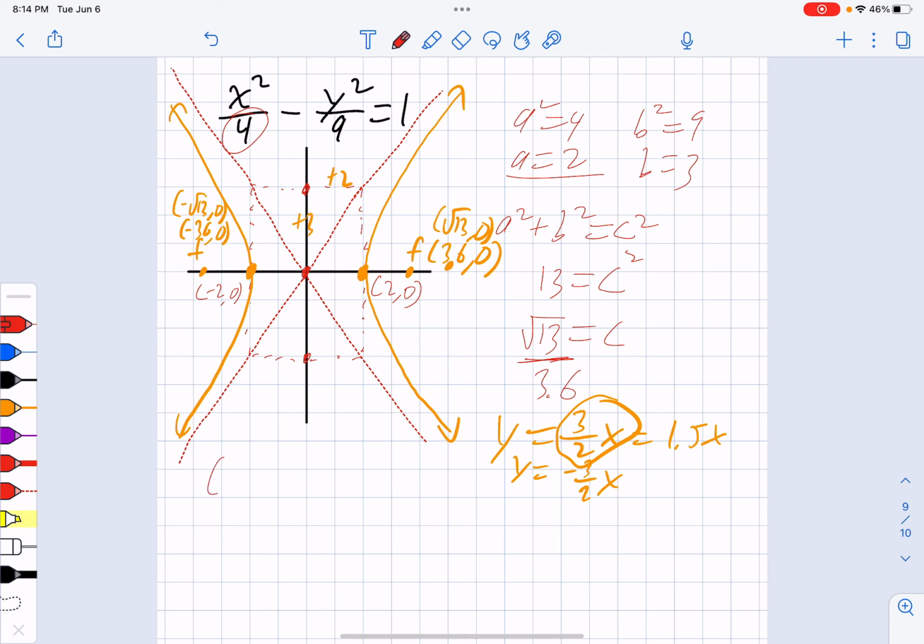So your domain is going to be negative infinity to negative 2. It does actually reach negative 2, that's the vertex, so it's a square bracket, including union, and then positive 2, again square bracket because it's including the 2, to infinity. For your range, it does go down forever and up forever, right? It's continuing down in that direction forever. It's continuing up in that direction forever. So your range is negative infinity to infinity. And that's all.